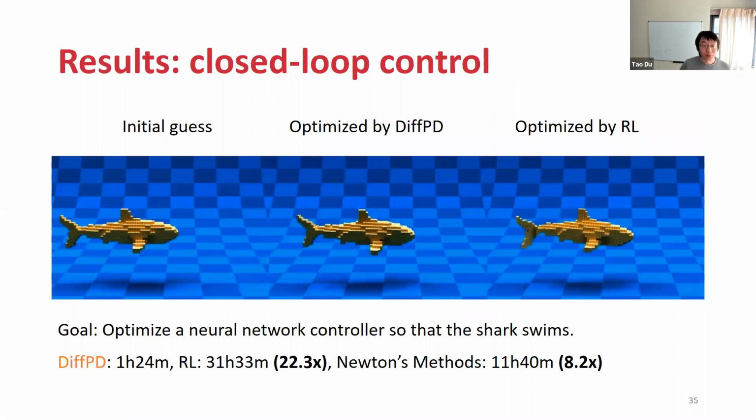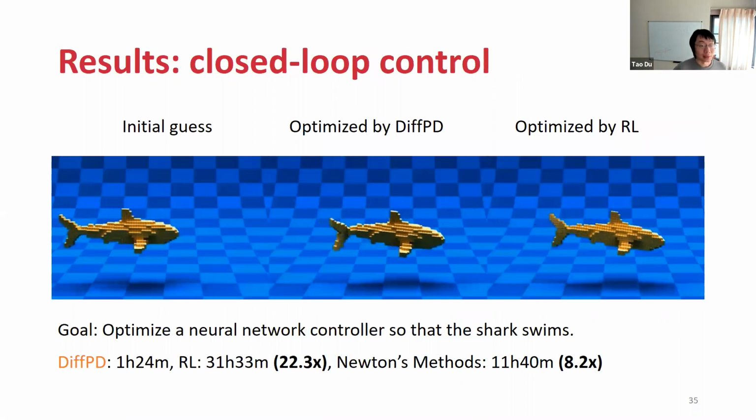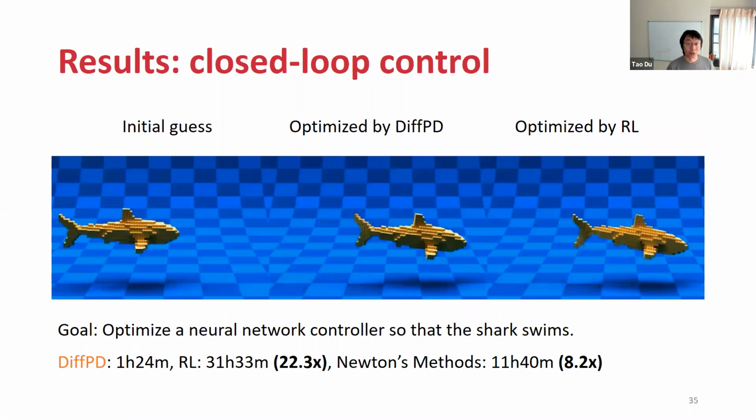And another example we demonstrated in the paper is a closed loop neural network controller. Here we are considering the task of actuating a soft underwater robot. And again, there are a pair of muscle fibers along the spine direction of the fish. And the goal is to come up with a closed loop neural network controller that can let the fish swim forward as fast as possible.